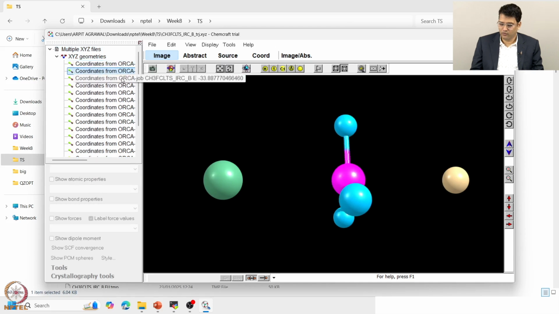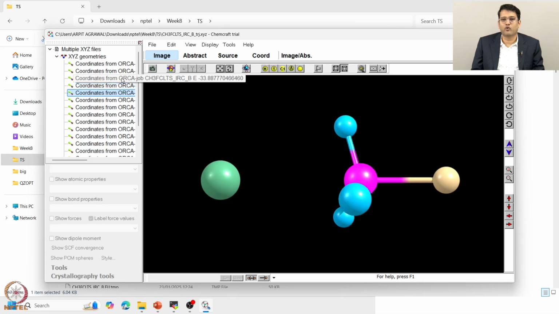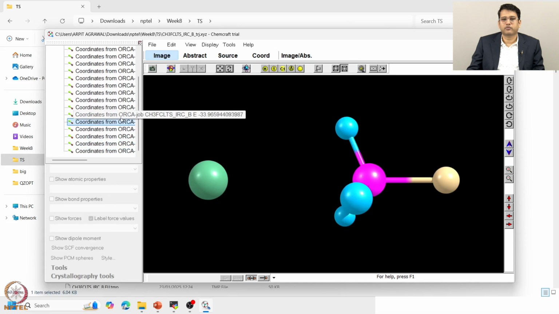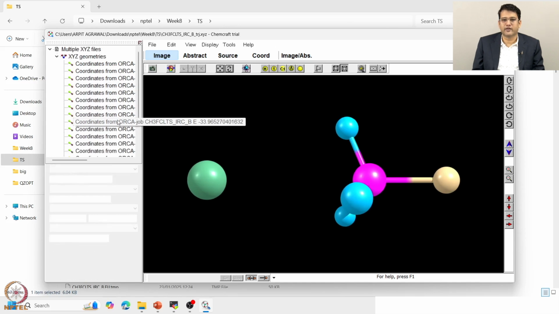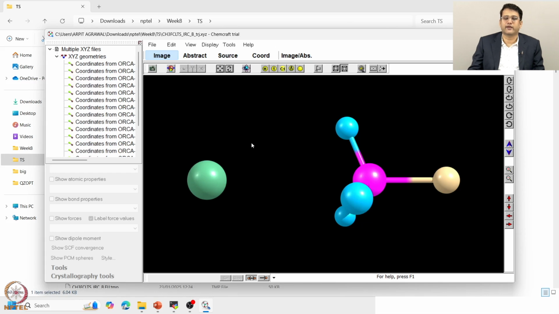Now if I come down a little bit, maybe not through animation, but by using the downward key on your keyboard, you can see that now the fluorine atom is coming closer and the chlorine atom is going away. The more you go, the fluorine atom comes closer, so it's becoming CH3F, and the chlorine atom is going away, and finally it reaches the product form, the reactant form.